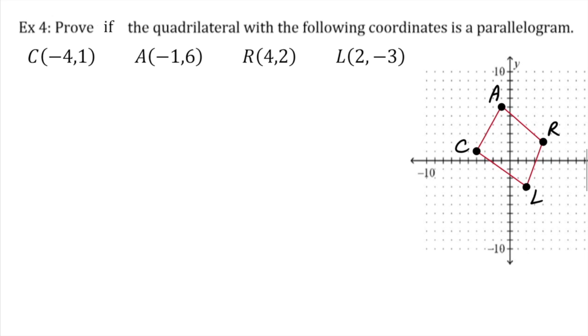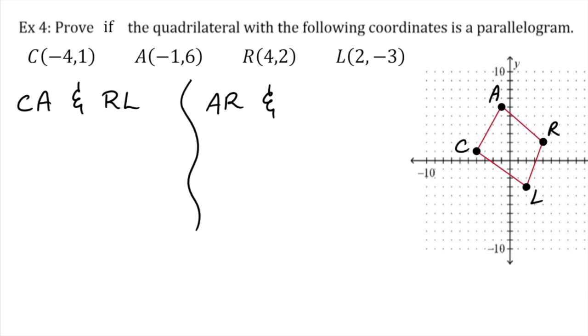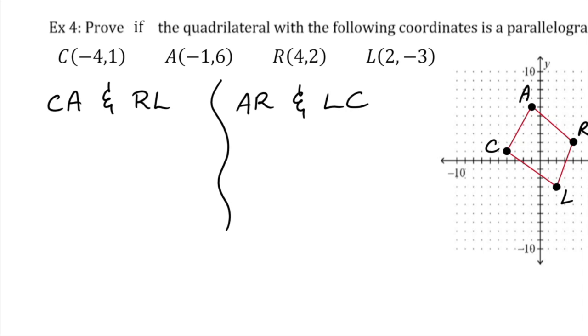In order to do that, I'm going to again grab the opposite sides. I've got from C to A, and the side opposite from that is RL. The other two pairs of opposite sides are from A to R and from L to C. To figure out these slopes more easily, we're going to start out with C to A.